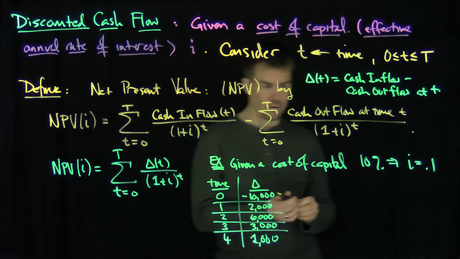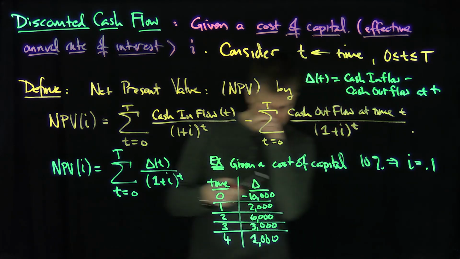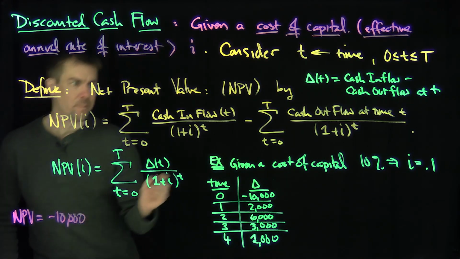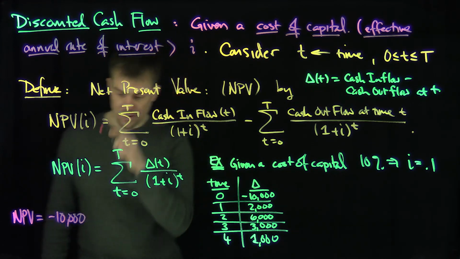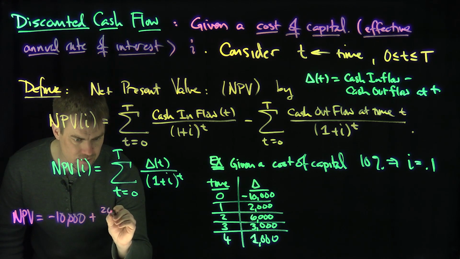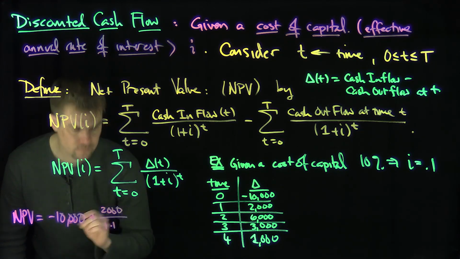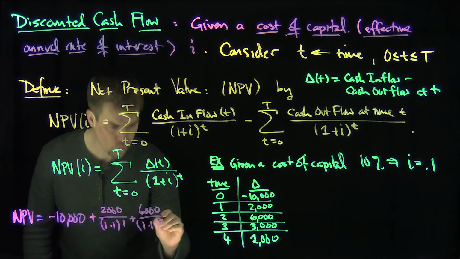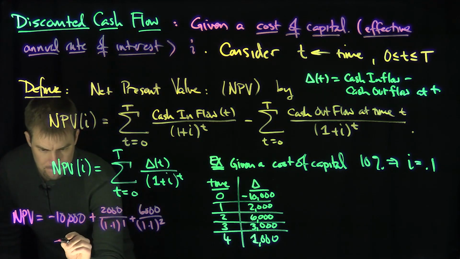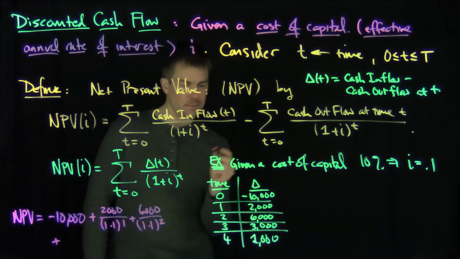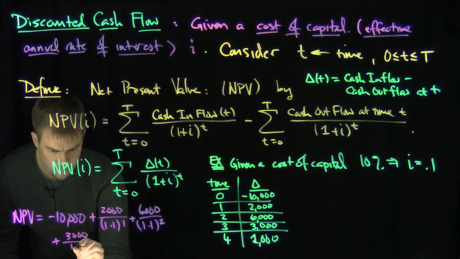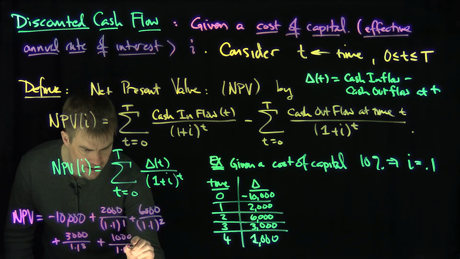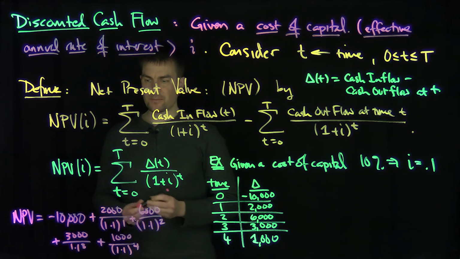So what would the net present value of this stream be? The NPV would be negative 10,000, because t is equal to 0 here, and anything to the 0 power is equal to 1. Then it's going to be 2,000 over 1.1 to the first power, plus 6,000 over 1.1 squared, plus the next thing, 3,000 over 1 plus I cubed. And then plus the last one, 1,000 over 1 plus I to the fourth power, okay? So we have those streams of payments, so that's exactly what we have.